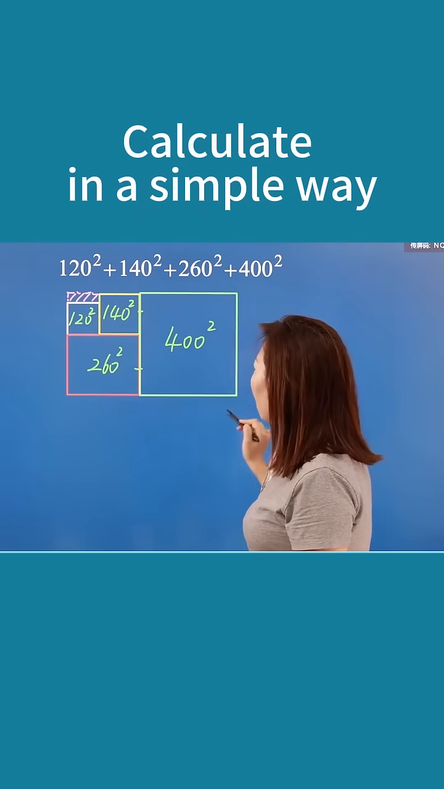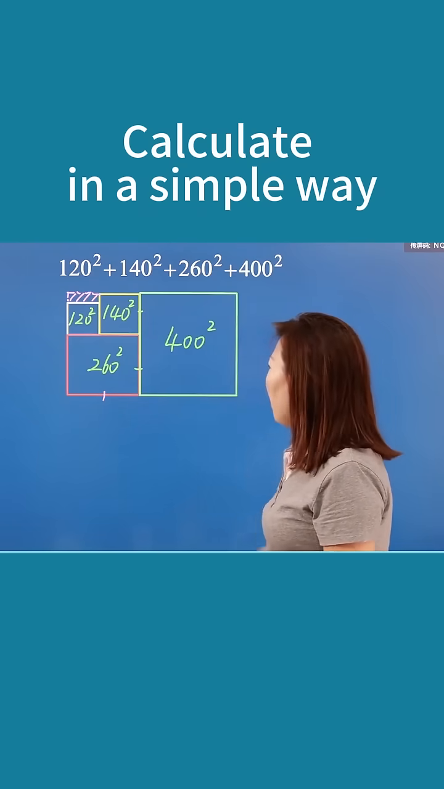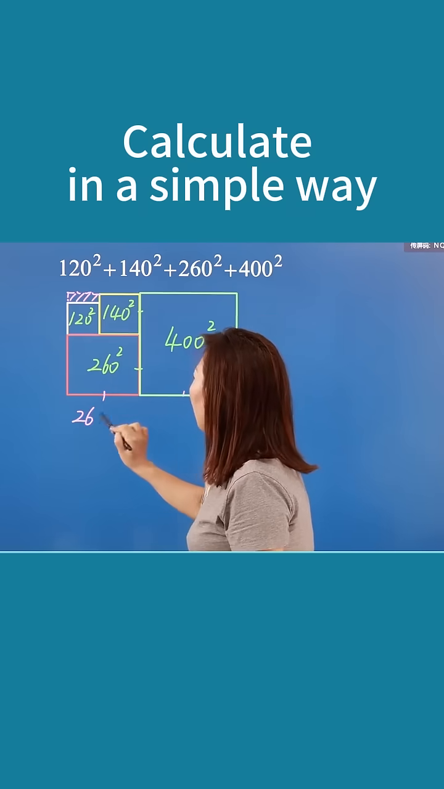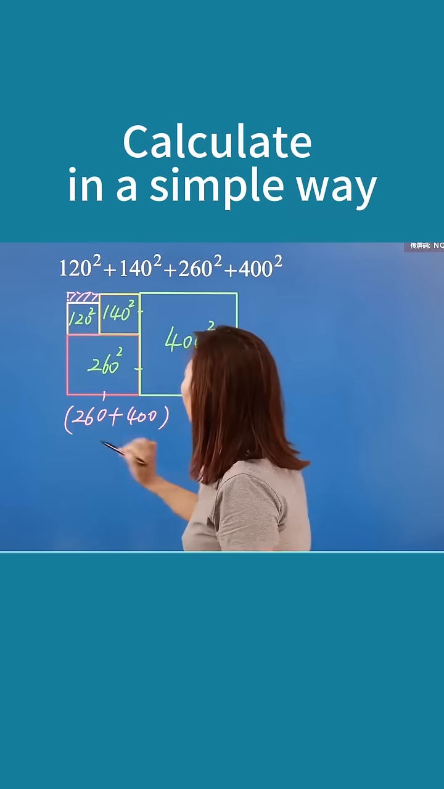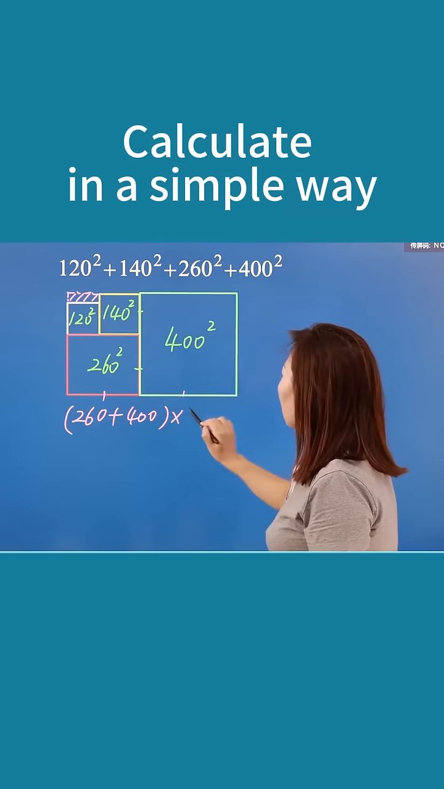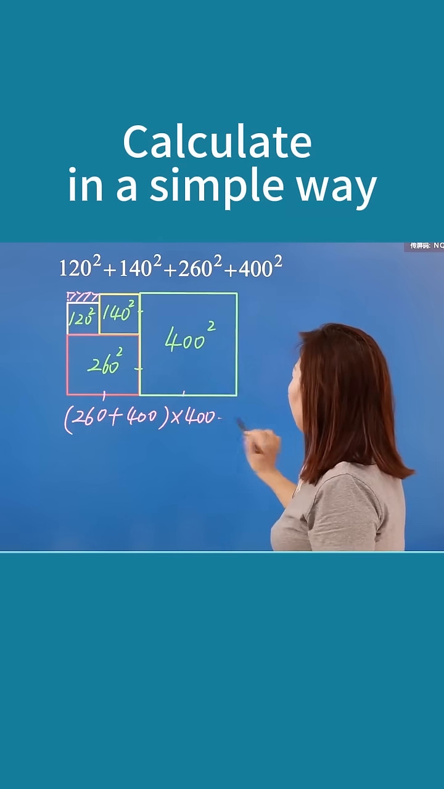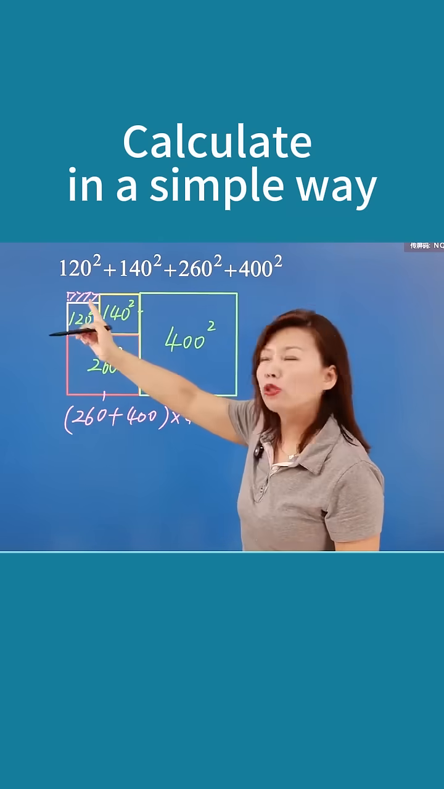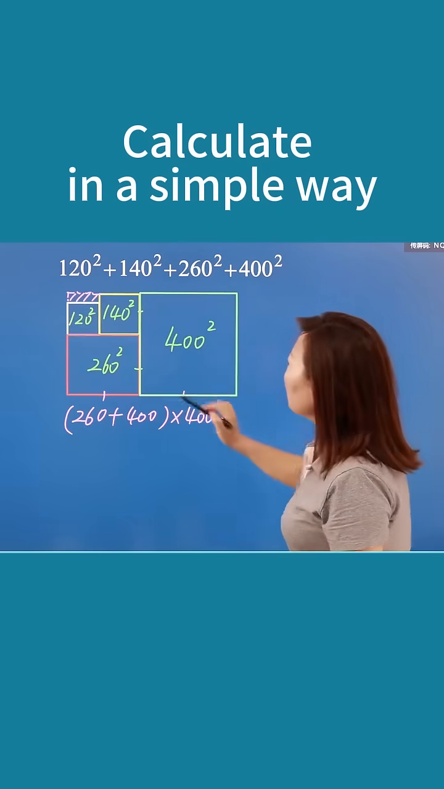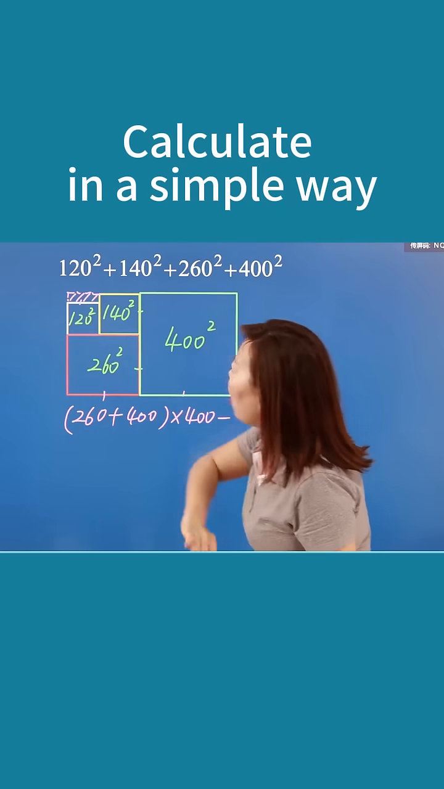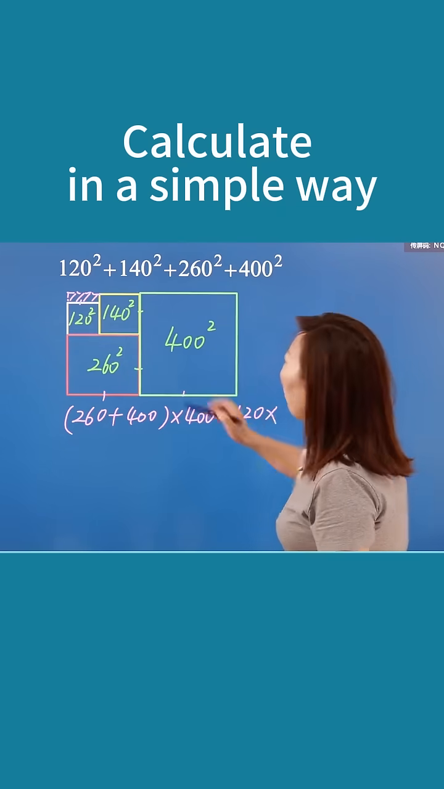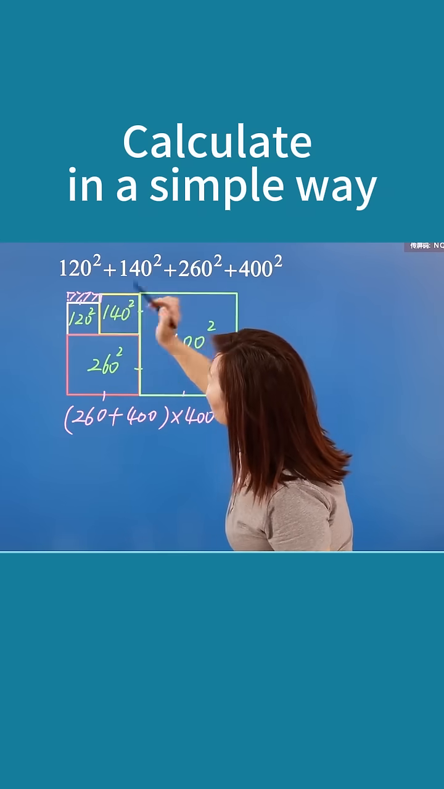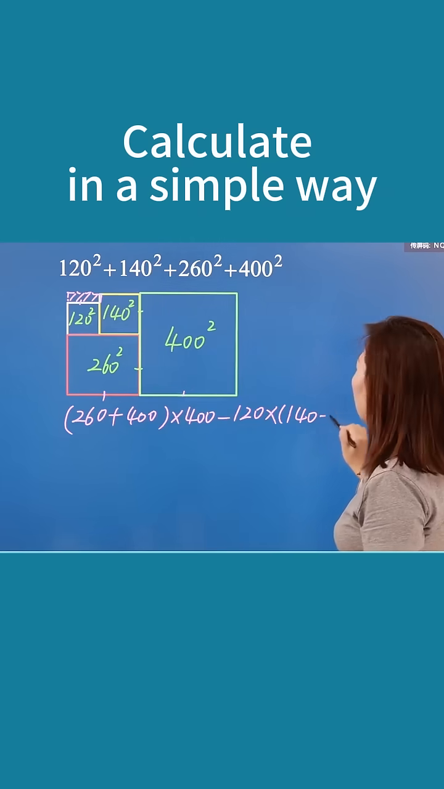What is the length of the rectangle? Is the length equivalent to 260 plus 400? Let's write it out. Plus 400, that's the length. Multiplied by the width. What is the width? Is it exactly 400? Then subtract the small rectangle we filled in above. So what is the length of that small rectangle? It's exactly 120 multiplied by the width. Is the width this part here? And is this part equal to 140 minus 120?